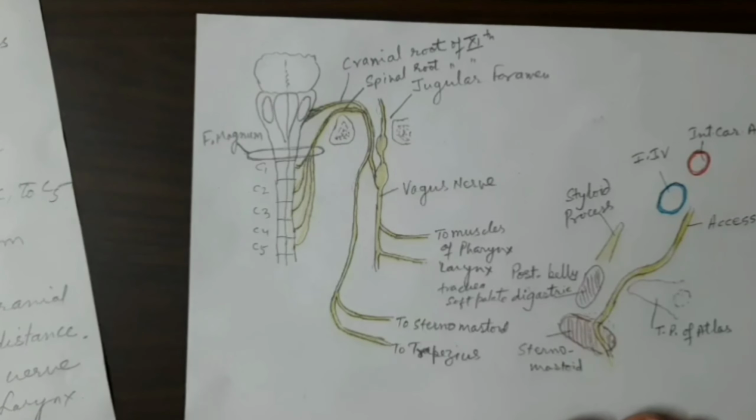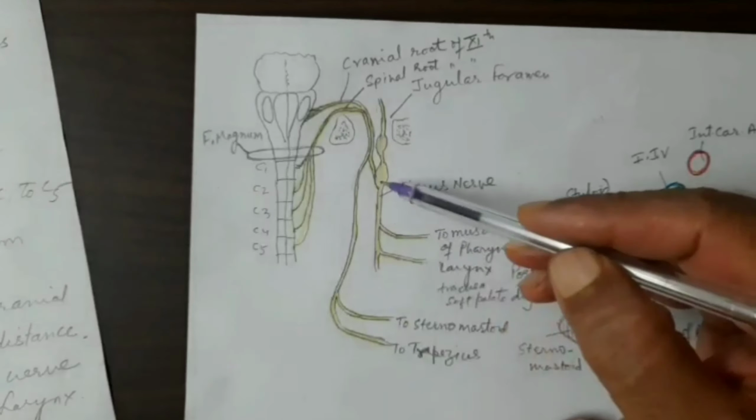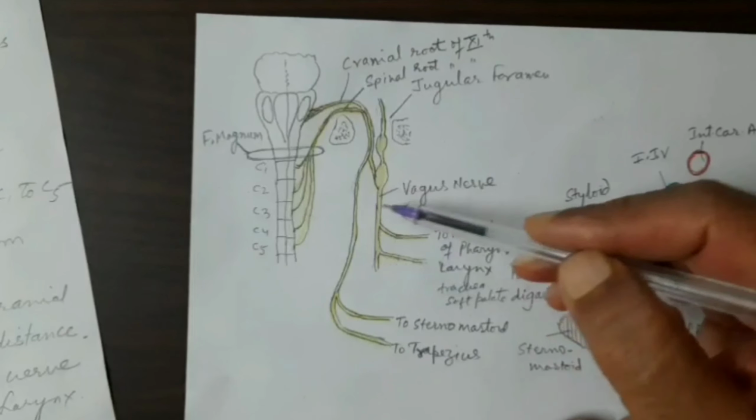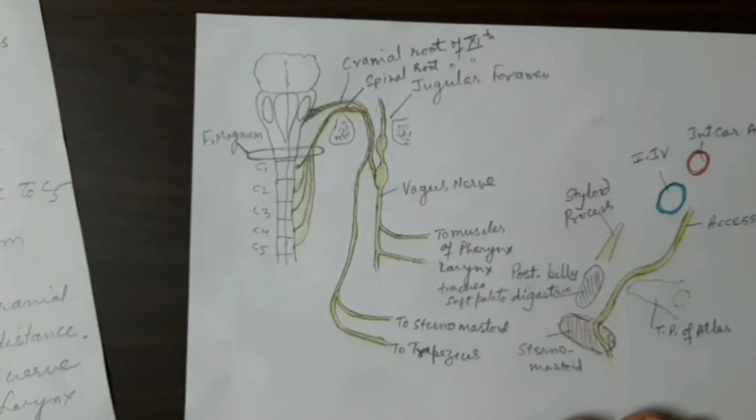So this is the problem, that we do not know whether the vagus nerve fibers are coming from the vagus nerve proper or from the cranial root of the 11th or accessory nerve. So there is no means by which we can find out which muscle is supplied by the cranial root and which muscle is supplied by the vagus nerve proper, because the fibers actually mix here, and then they are distributed.